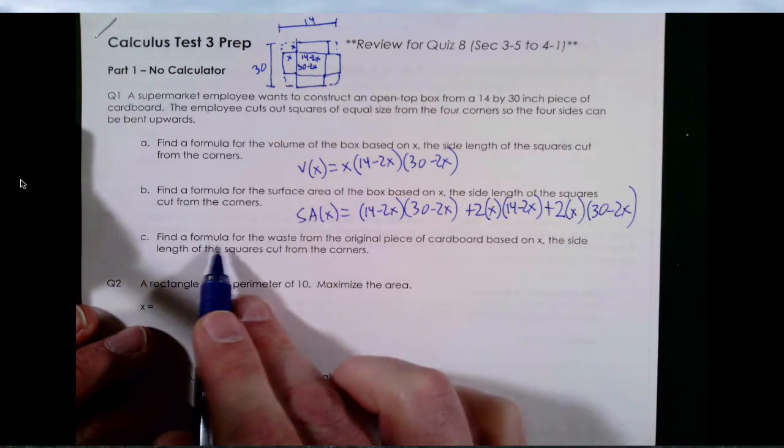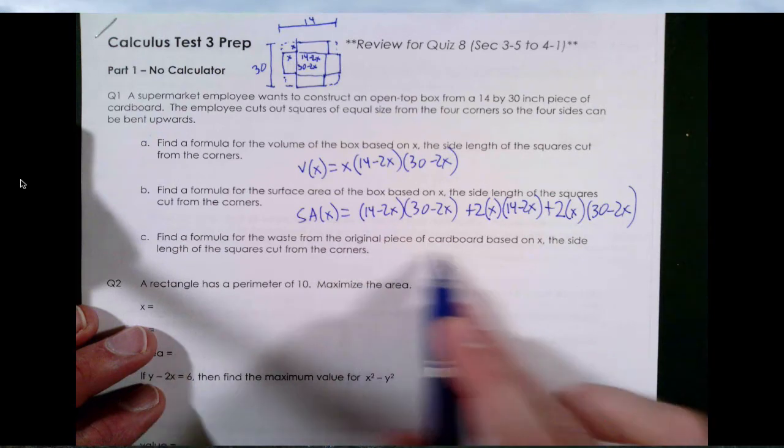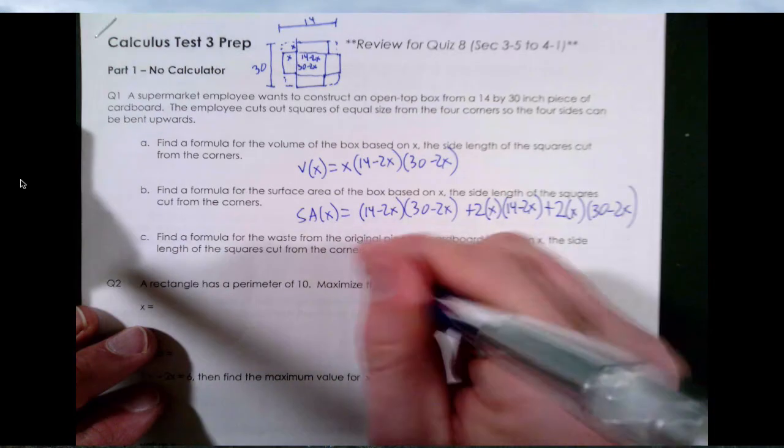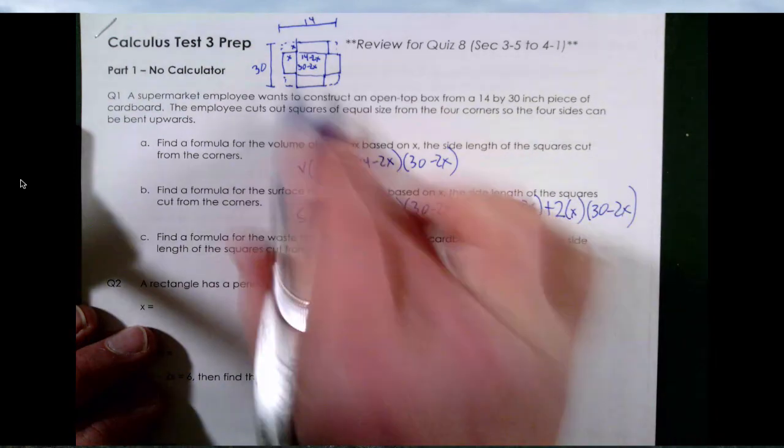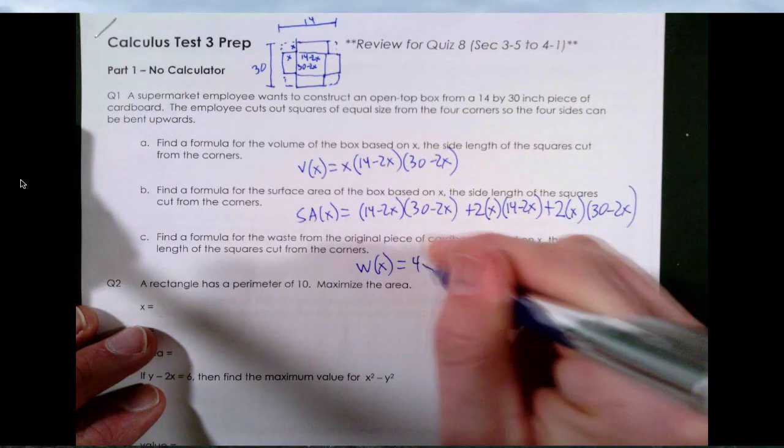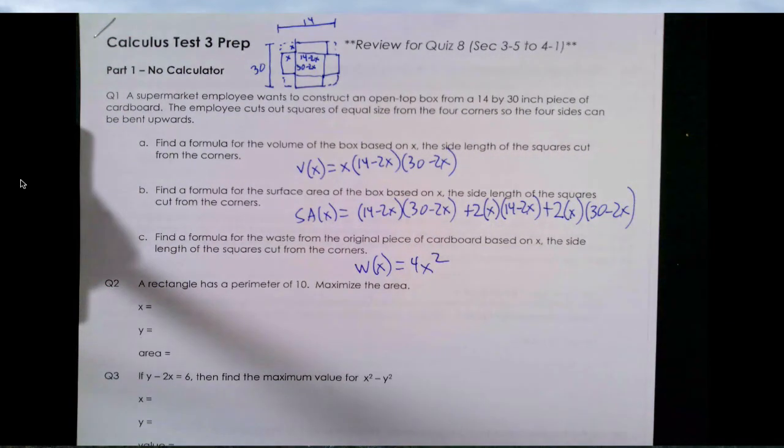Find a formula for the waste from the original piece of cardboard based on x. Let's call that W of x. Essentially, the waste is going to be x times 4, because there are 4 different corners. So that part is really on building equations.